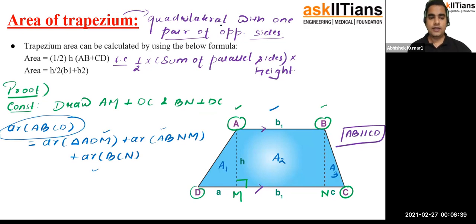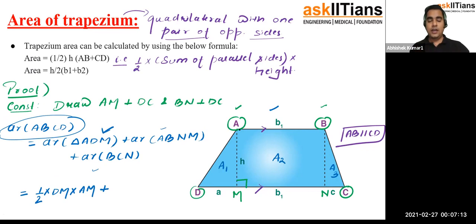So let us calculate and see what we are going to get. Since this triangle ADM here is a right triangle, if you want to find out the area of a triangle and you know the base and you know the perpendicular, then you can use the formula half base into height. So if I talk about this triangle ADM, the area will be given by 1 by 2 into base, which is DM, and what is height? Height is AM. Clear?